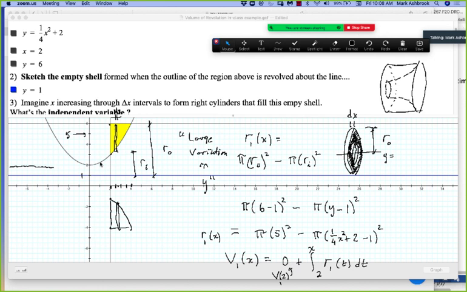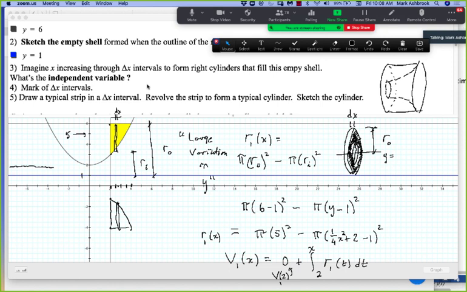So this inner radius is from 1 up to this curve. So the y value, I just said y minus 1, but our function is in terms of x. Our function is in terms of x, so we have to change that y in terms of x. Right. Okay. Thank you so much. Sure.